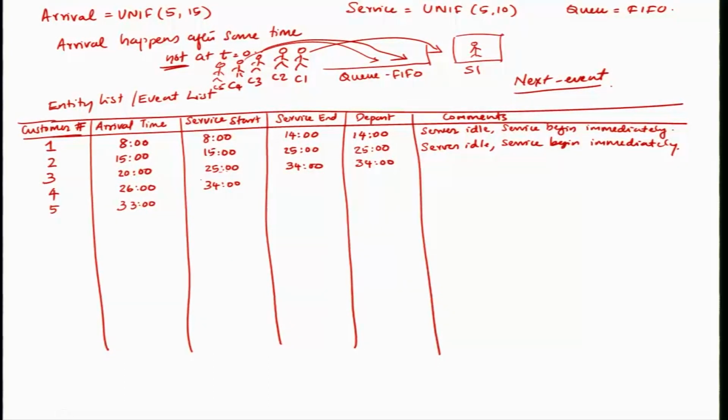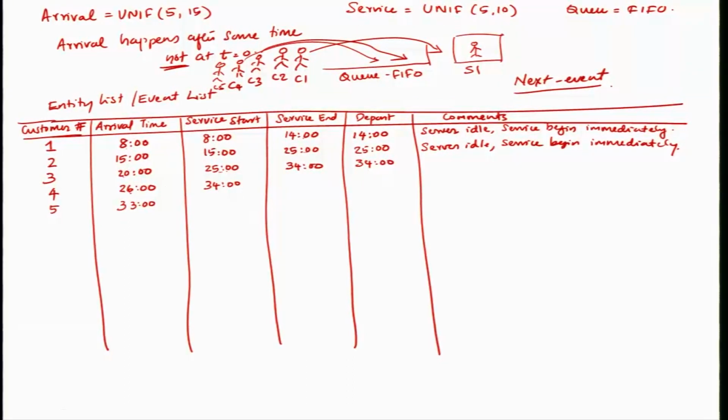Now that it reaches 33, the system clock, if you look into it, was 20, then 25, then 26, then 34, still 33. So the next event that will come out of this is the 33, because the simulation clock jumps from event to event. The clock will start at 8, jump to 14, then to 15, then to 20, and then to 25, where service gets started. Then it goes to 26, and it scheduled the service at 34.